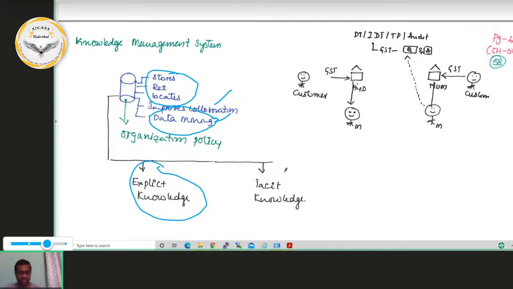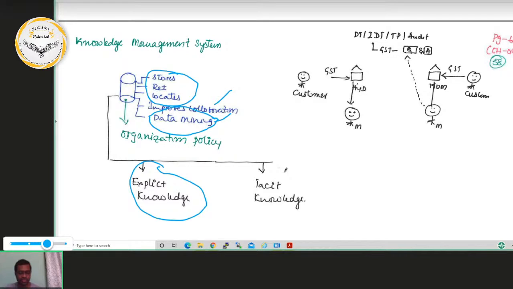What do you mean by tacit knowledge? Any knowledge which cannot be converted into a document is called tacit knowledge. Like common sense, or experience, or let us say belief, customs, judgmental power, etc. All these particular things are tacit knowledge.